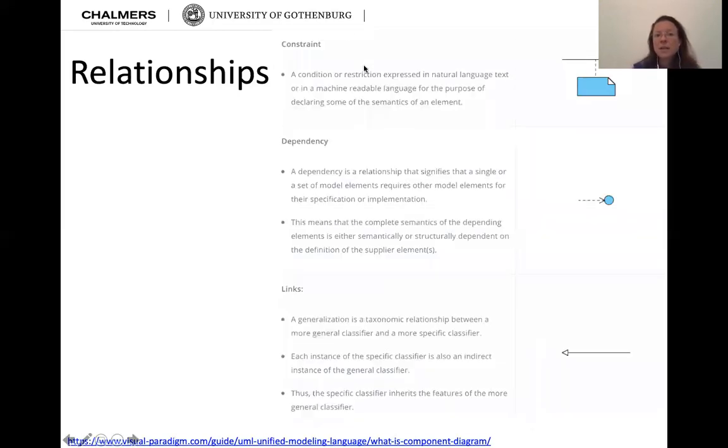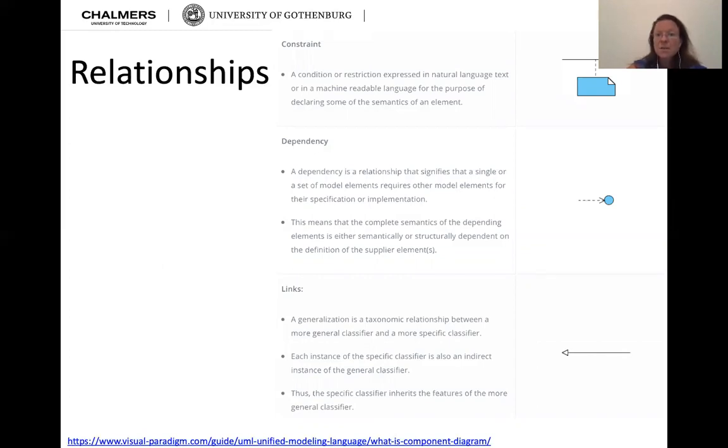And then we have the constraint, a condition or restriction expressed in natural language text or in a machine readable language for the purpose of declaring some of the semantics of an element. And then dependencies. A dependency is a relationship that signifies that a single or set of model elements requires other model elements for their specification or implementation.